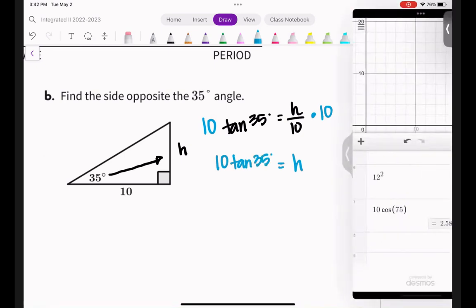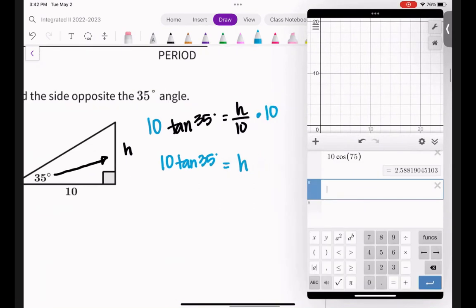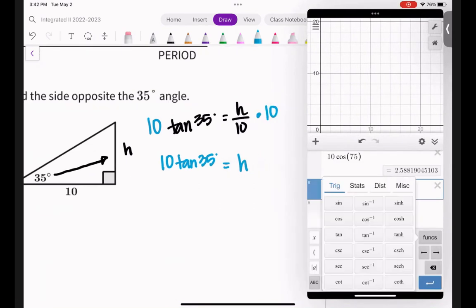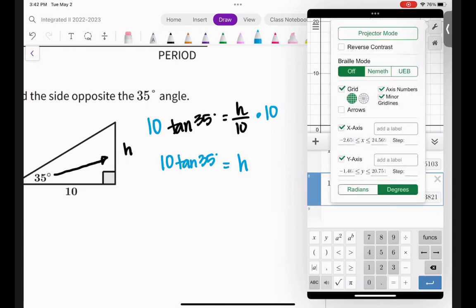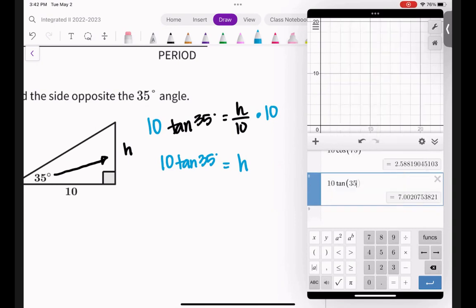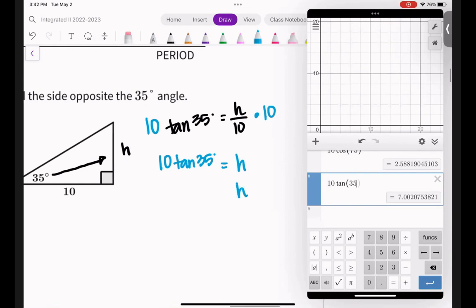And then I grab over here on my calculator and I go 10 tangent of 35 degrees, making sure that I'm using degree mode. So I am. So it's about 7. So I'm going to say h is approximately 7. So I'll put 7 here, and there's your answer.